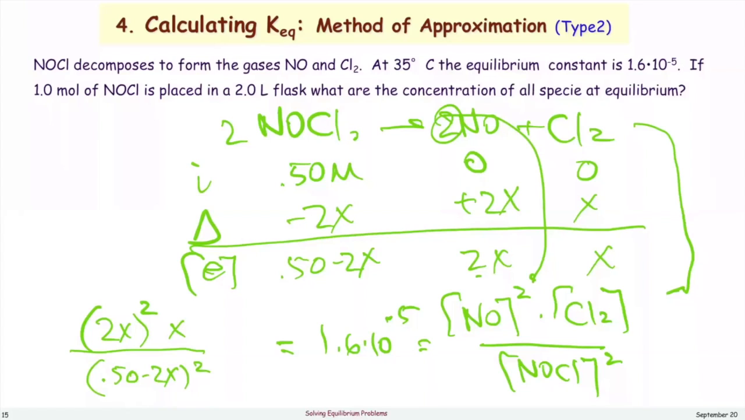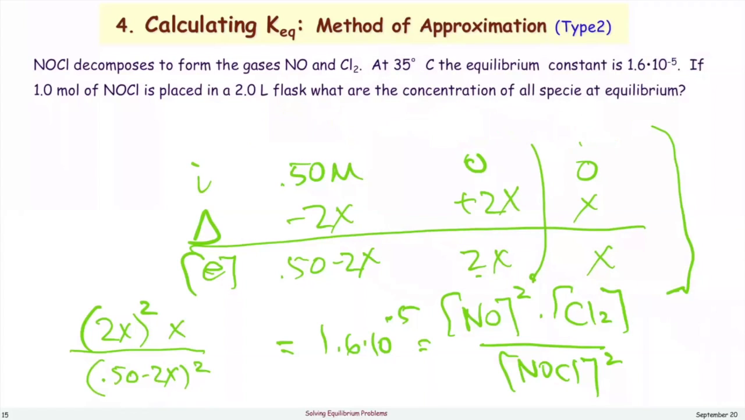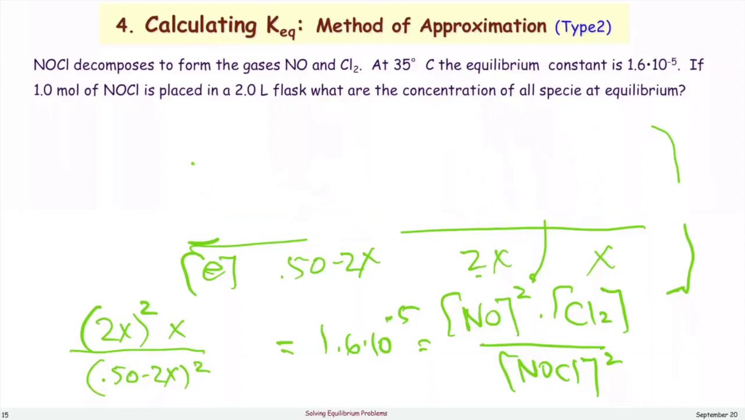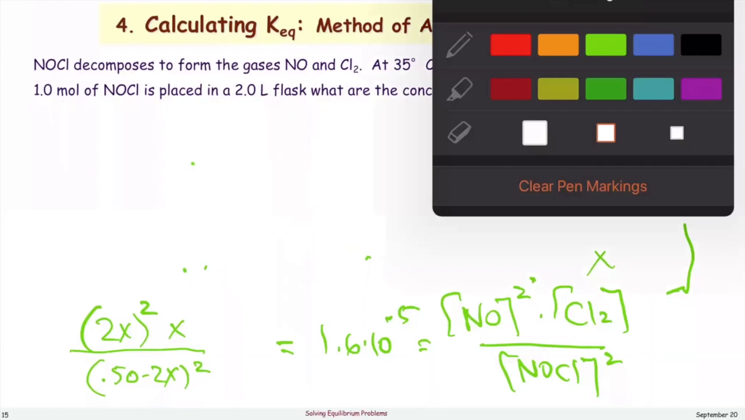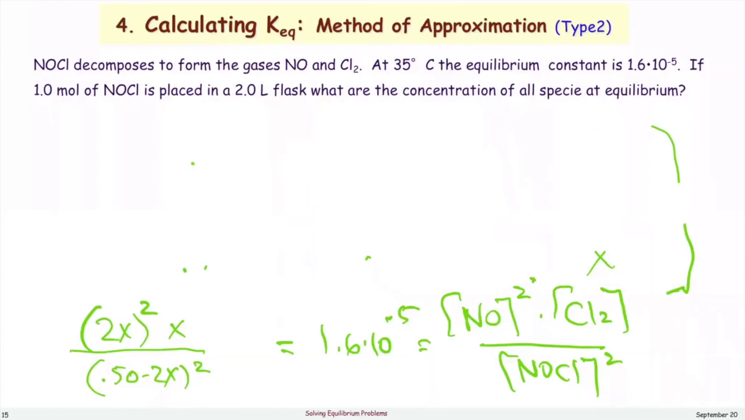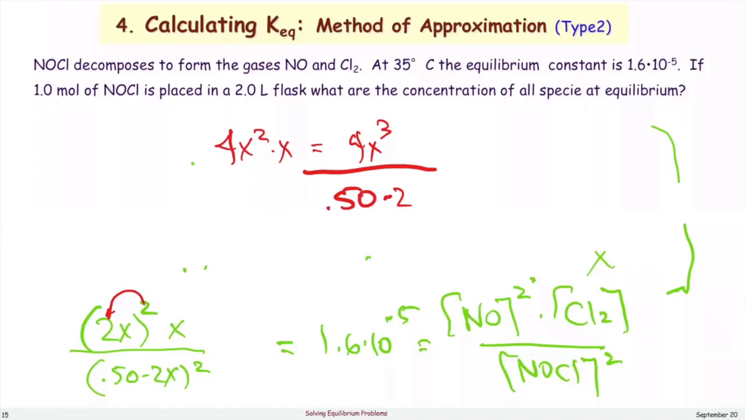So to solve that problem, you would need to do this. You need to say, remember that that's 4x squared times x. That's 4x cubed. Now we have a cube term. And then in the bottom, we have 0.50 minus 2x squared. And if you want, you could multiply that out, but don't bother because there's a simpler way.